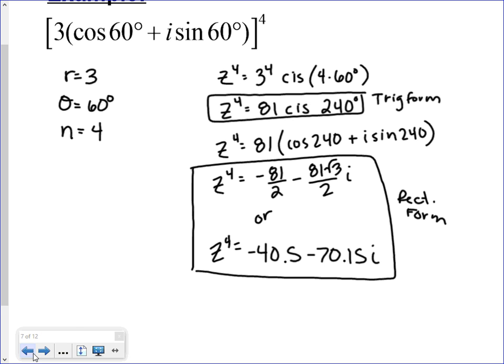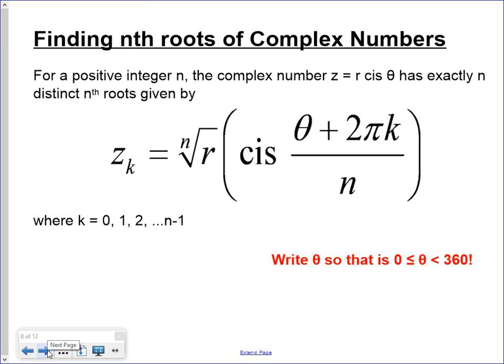Okay, next up is roots. We're going to take the roots of complex numbers. Here is your formula. This formula is provided for you on the test. So what you'll see is the formula. You'll need to know how to use the formula. So I'll just give you a moment to jot things down, and then we'll talk about what it all means.